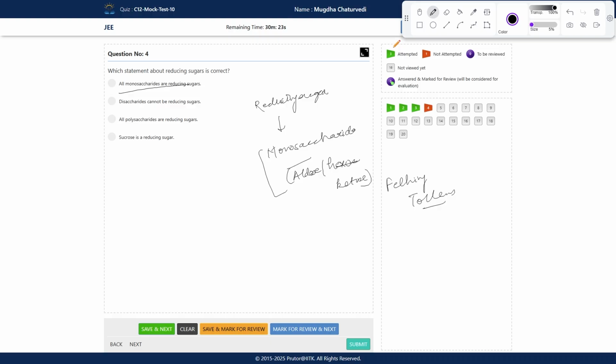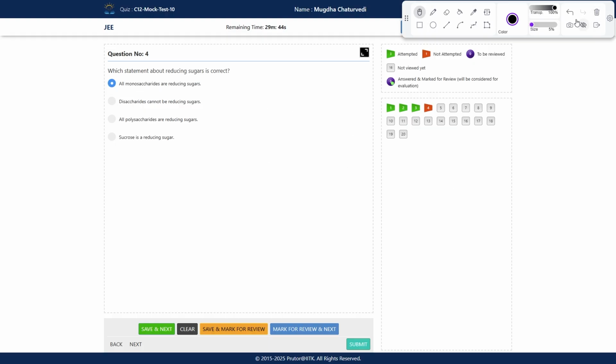If we talk about disaccharides, a disaccharide is reducing if it has a free hemiacetal or hemiketal group on the anomeric carbon. If it has a free hemiacetal or hemiketal group, then it is a reducing sugar. So it is not true that all polysaccharides are reducing sugars. Most polysaccharides are non-reducing sugars. And sucrose is also a non-reducing sugar. So the right answer for this question is A, that all monosaccharides are reducing sugars. Now let us see the next question.